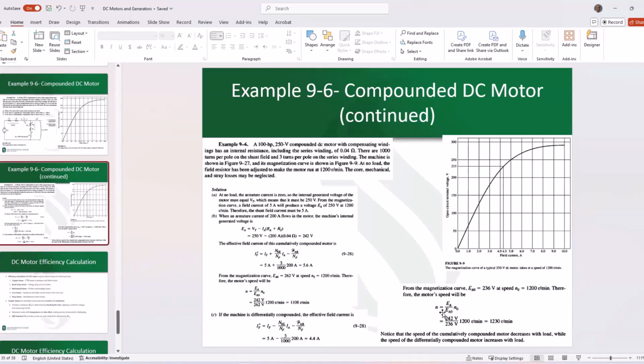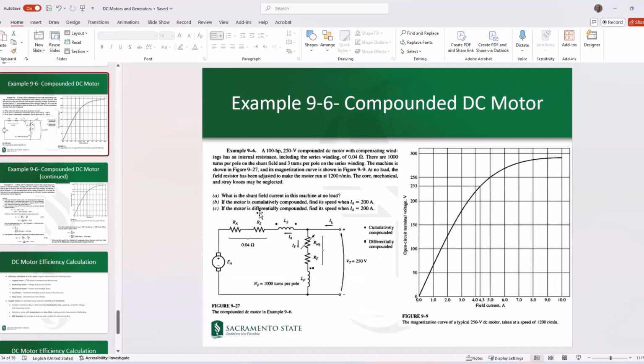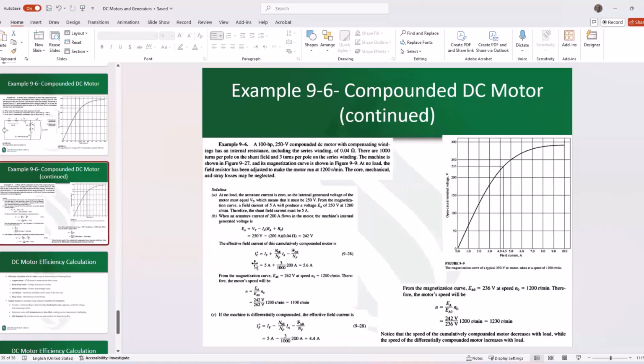Therefore, using the same famous equation, N would be equal to EA over EA0 times N0. N0 is 1200, 236 is coming from the curve, and 242 is the actual voltage that we got for the machine. In both cases, whether the machine is cumulatively compounded or differentially compounded, EA would be the same. It doesn't have anything to do with the field circuit. So in both cases, we have 242. Therefore, from this equation, we find the speed of the motor to be 1230 RPM.